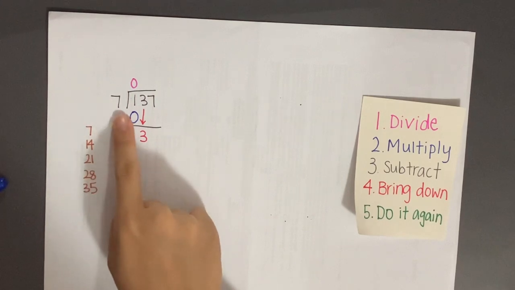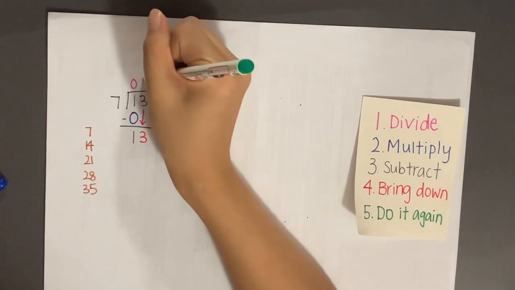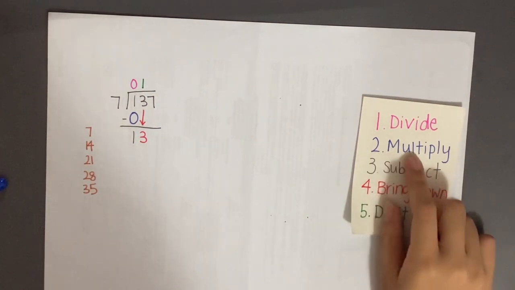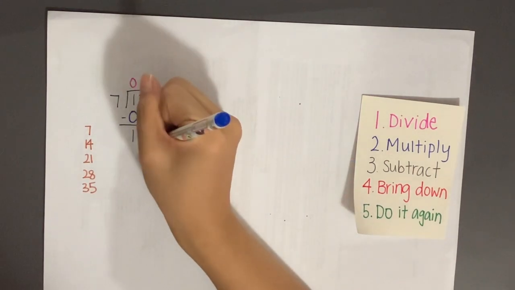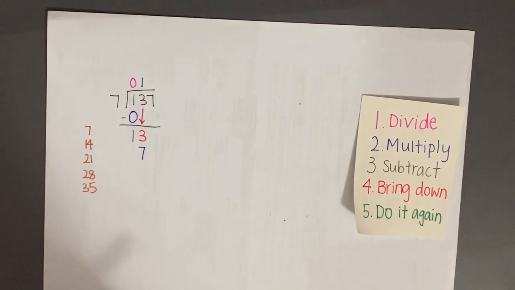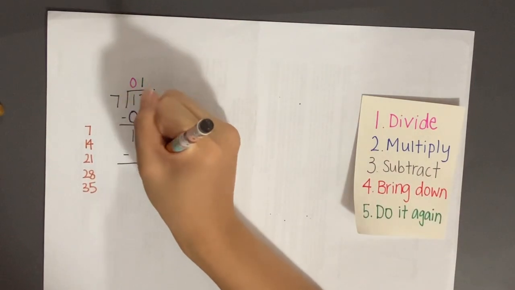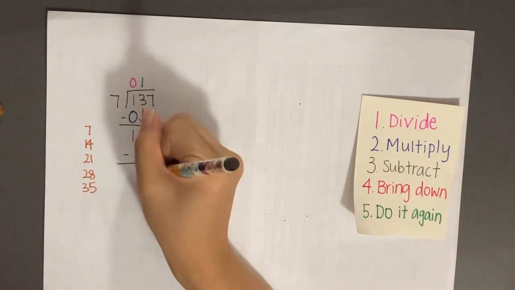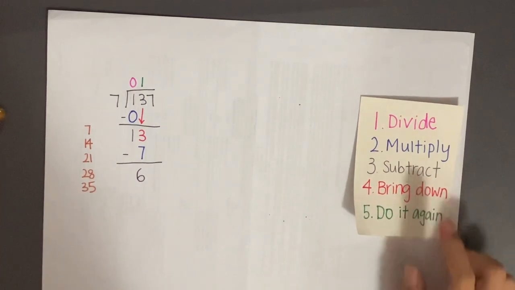What is 7 divided by 7? It is 1. Okay, now second step, multiply. 7 times 1 is 7. And next, subtract. What is 13 minus 7? 6. Next step, bring it down.